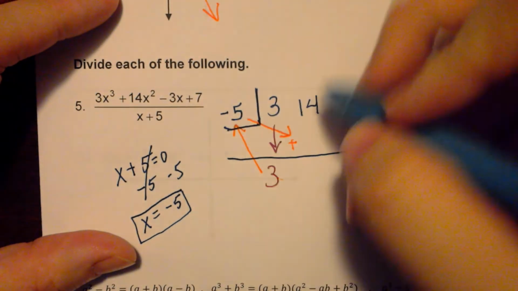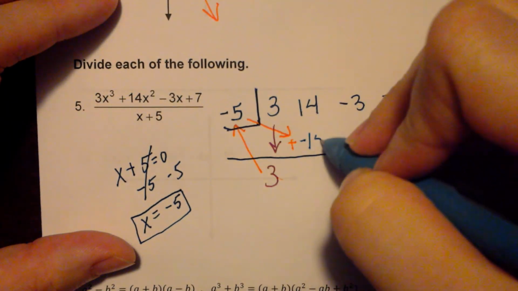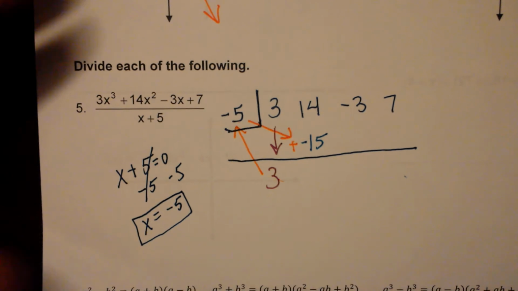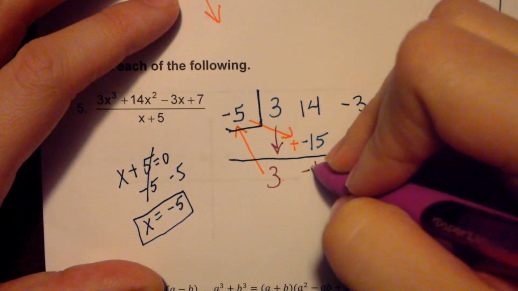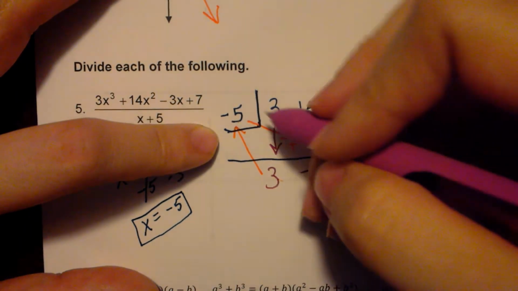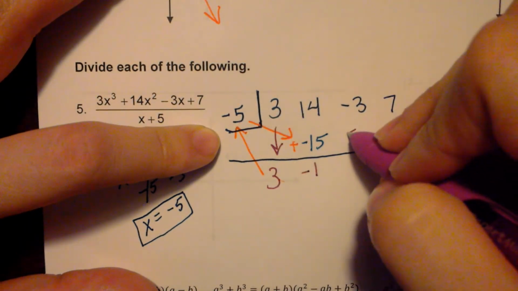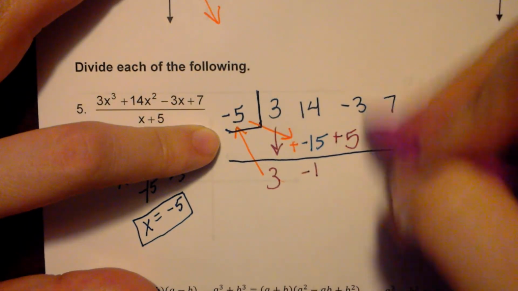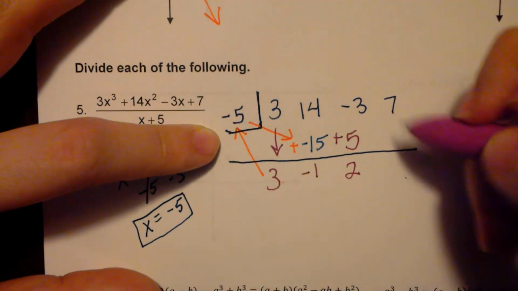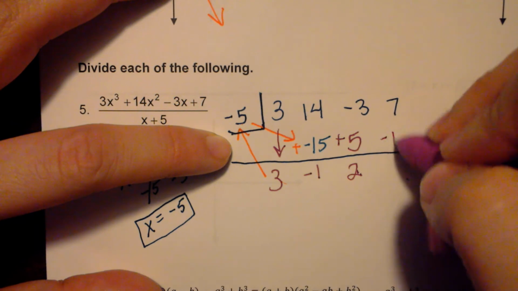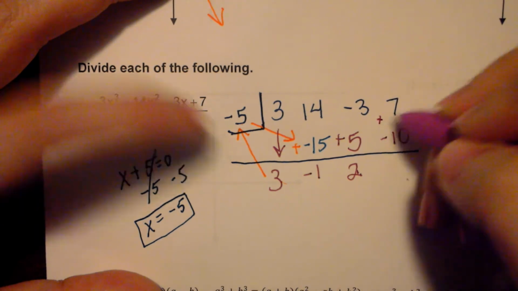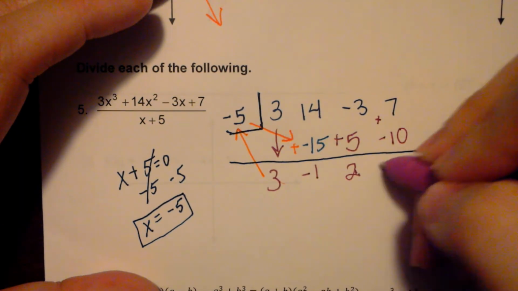So 3 times -5 is -15. When I add those, I get -1. Now I'm going to multiply again. -1 times -5 is +5. When you add those, you get 2. And then 2 times -5 is -10. And then when you add those, you get -3.